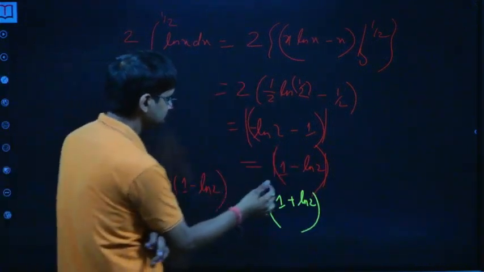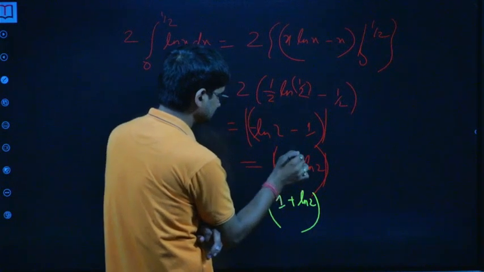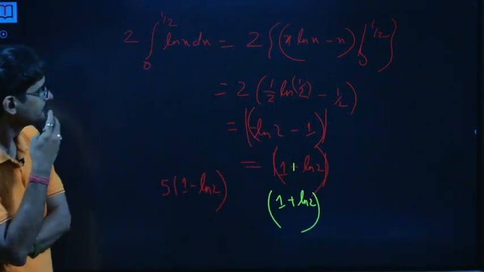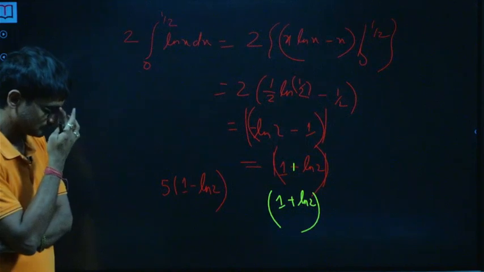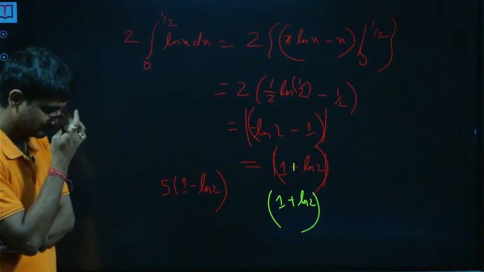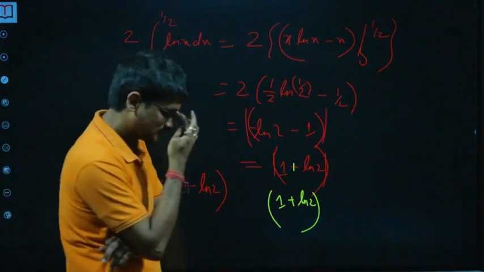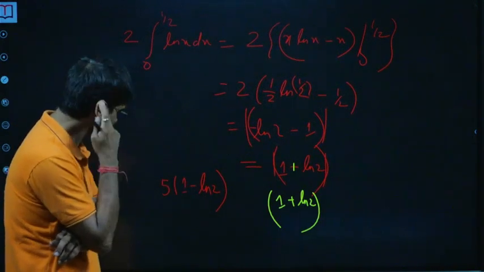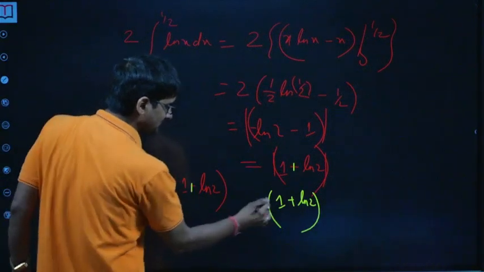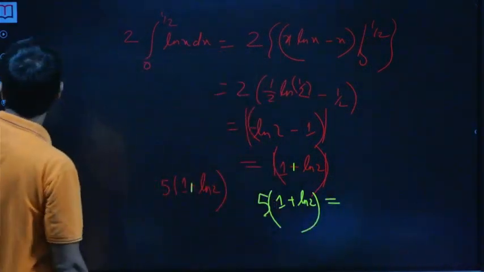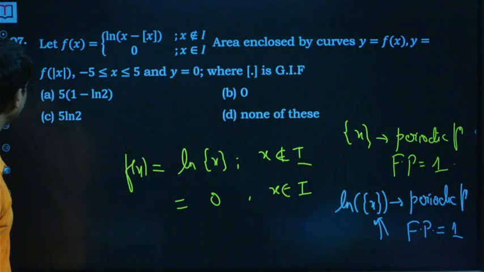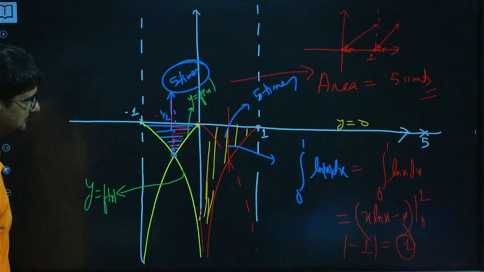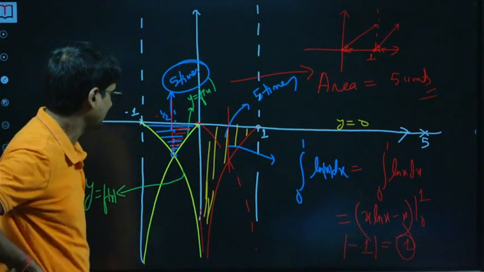Kya bachchon? But both are negative, yeah. So that's it. So 5 times we add it, so we get 10 plus ln 2, no? There is a problem. None of these is 5 times 1 plus ln 2. Wait, just let me quickly check it once. It's 5.